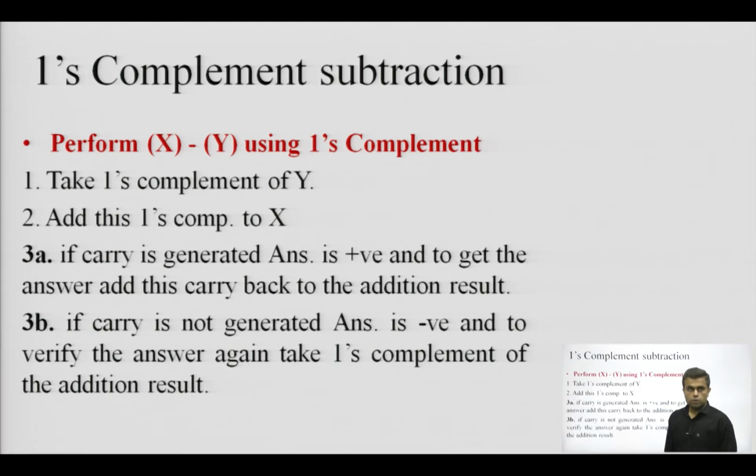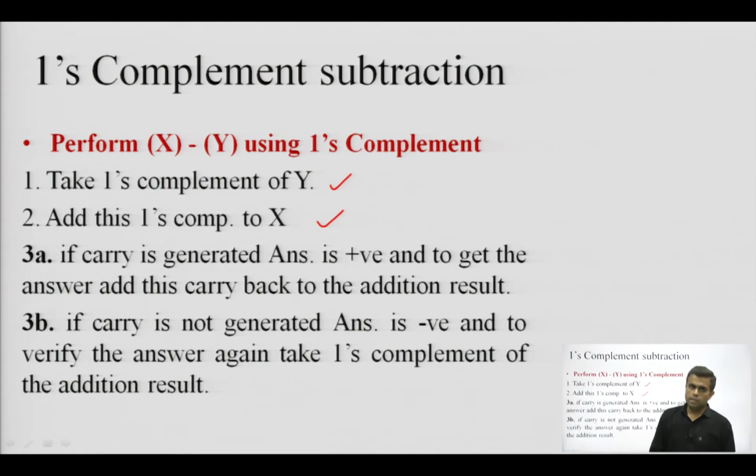So, now coming to the ones complement subtraction, let us suppose there are two numbers x and y, x minus y has to be computed, then what is the rule? We have to take the ones complement of y, that means the negative number has to be complemented, and then we have to add this complement to the x value, and x is unaltered, that means there is no need to change the value of x, and after performing these two steps we have to check the carry value.